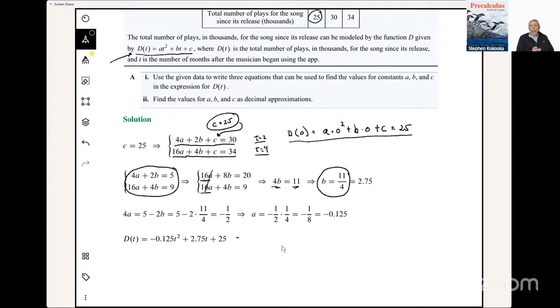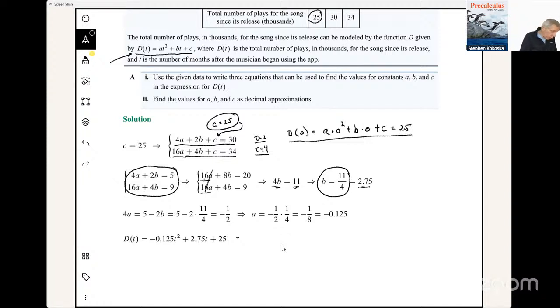Now, for whatever reason, and we were talking about this a little bit before we came on the air, this problem asks for these answers as decimal approximations. So I have to convert that to a decimal. I can think a little bit about this. It's not bad because the denominator is 4 there. So this is 2.75.